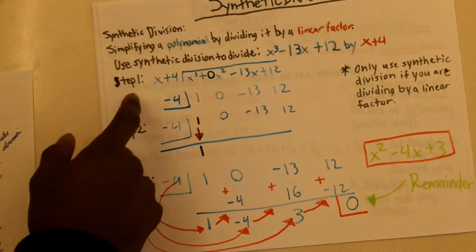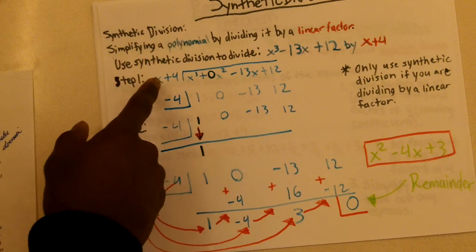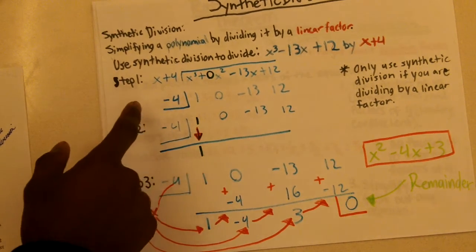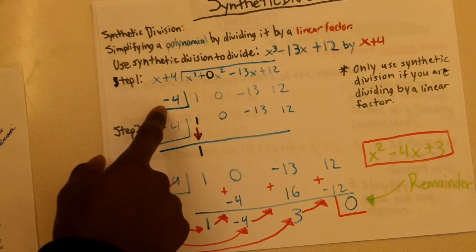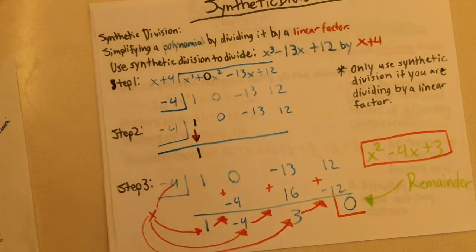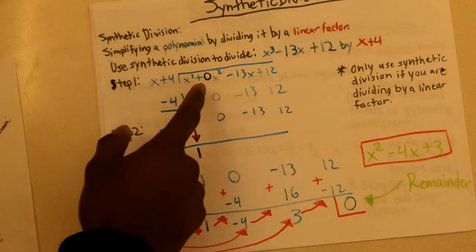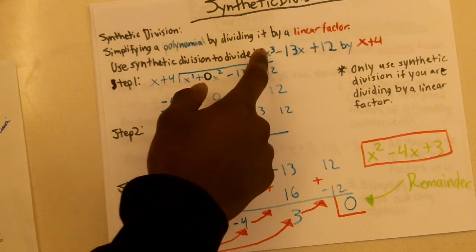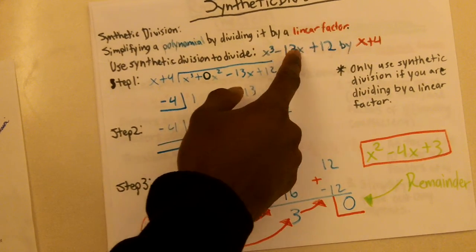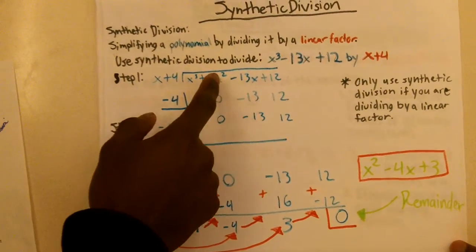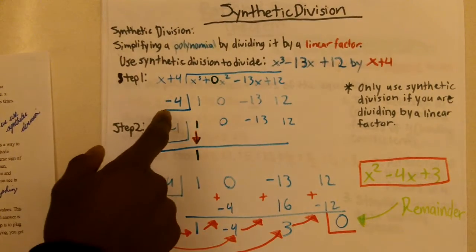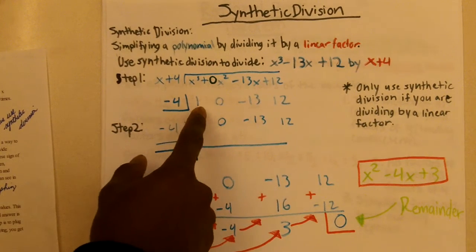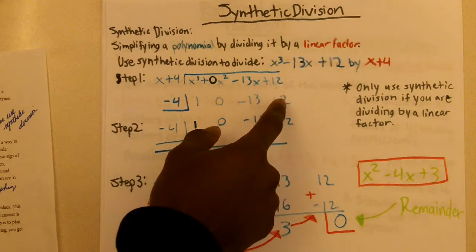The first step will be to reverse the sign of the divisor. As you can see, the divisor is x plus 4, so you will set it equal to 0, which will make it negative 4. Next, you would replace any missing term with 0. In the equation, you can see that it's x cubed minus 13x plus 12, but there's no x squared, so you will make the x squared coefficient 0. So you will put negative 4 as the divisor, and your coefficients will be 1, 0, negative 13, and 12.